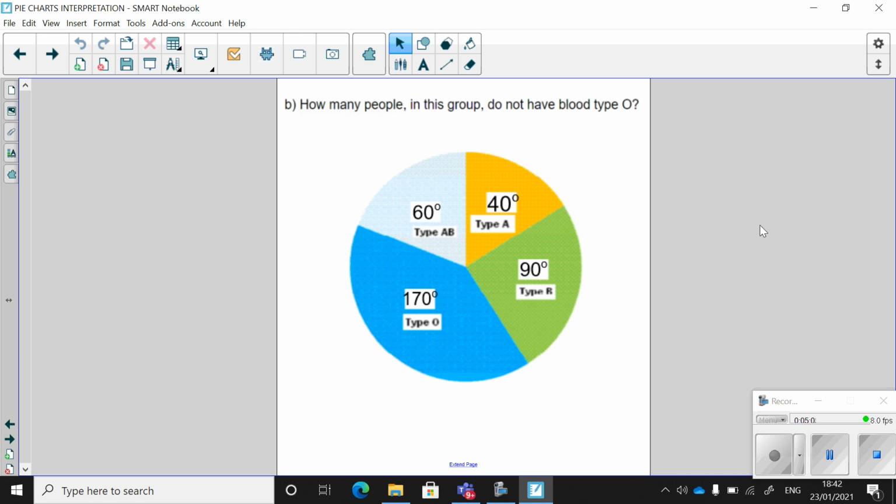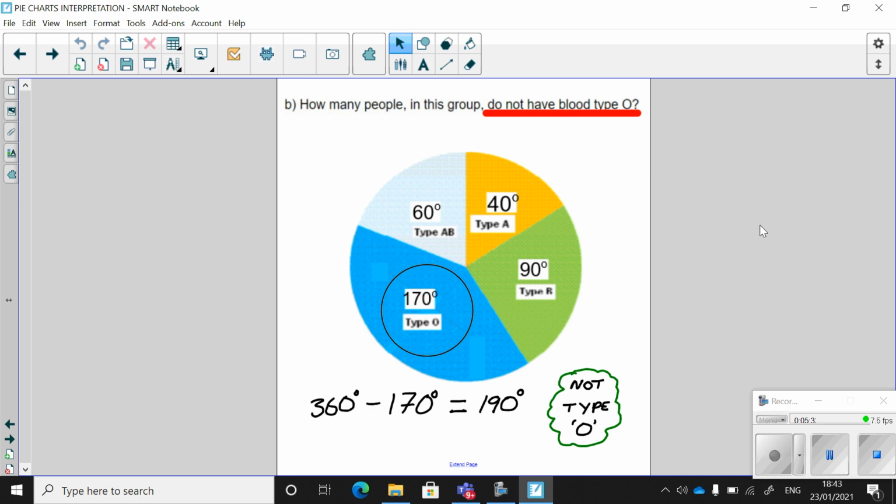This time, watch out for the wording of the question. How many people in this group do not have blood type O? Do not have blood type O. Well, that's type O there, 170. Let's go ahead: 170 over 360 times 720. No, I don't think so, because it's do not have blood type O. We don't want that. We want the other sectors. So there are certain ways we can calculate this.